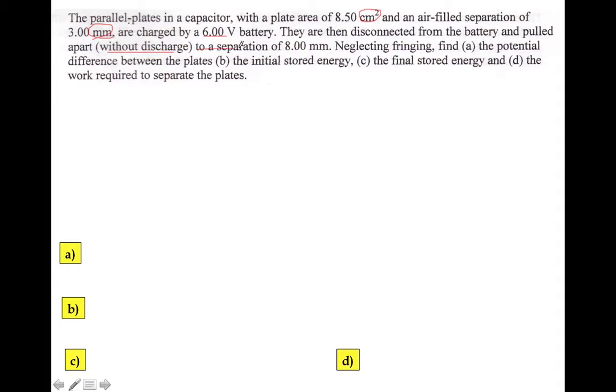To a separation. So now, after you charge them, you pull the separation. So you change D from 3 to 8 millimeters. Neglecting fringing means that you're away from the edges, so you're in the uniform electric field region. Find the potential difference between the plates, the initial stored energy, the final stored energy, and the work required to separate the plates. Because remember, when they are attracting each other, if you want to pull them apart, you have to do some work.